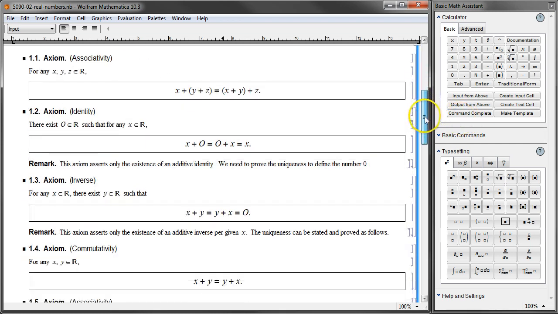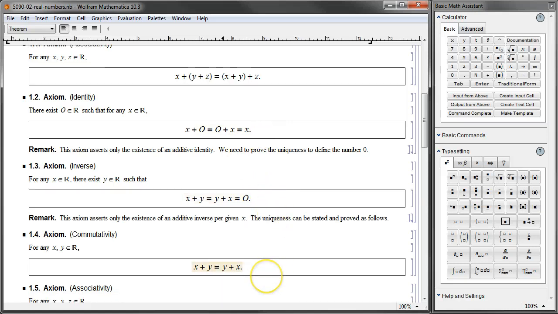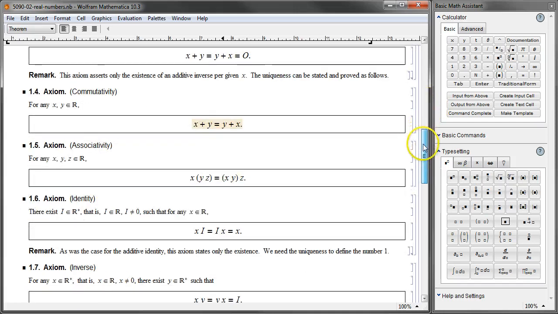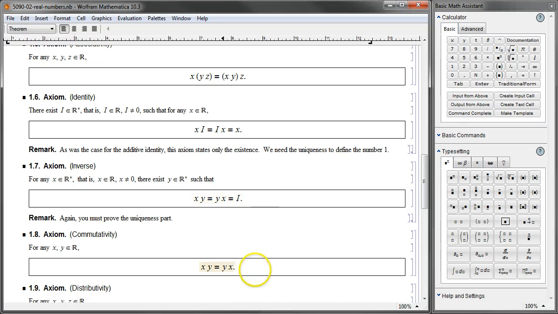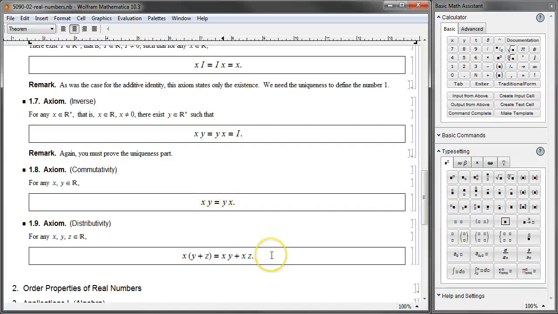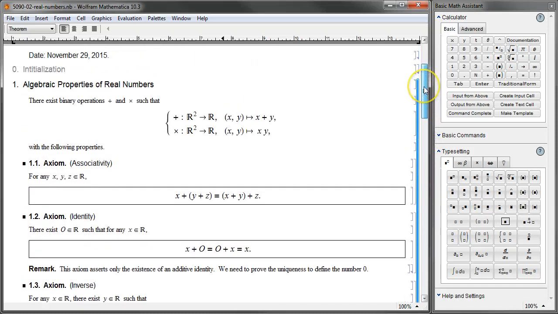Here are some axioms associated with addition: associativity, the additive identity, the additive inverse, and commutativity. Next, four about multiplication: associativity, multiplicative identity, multiplicative inverse, and commutativity. And finally, both of them together, the distributivity. These 9 axioms summarize everything about the algebraic properties of real numbers. I have some comments here.